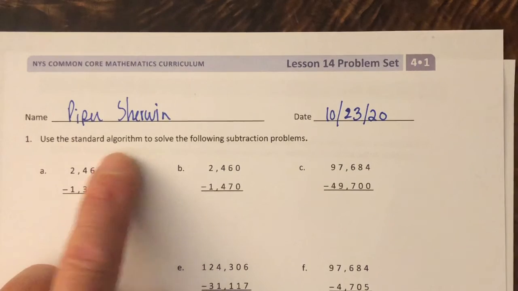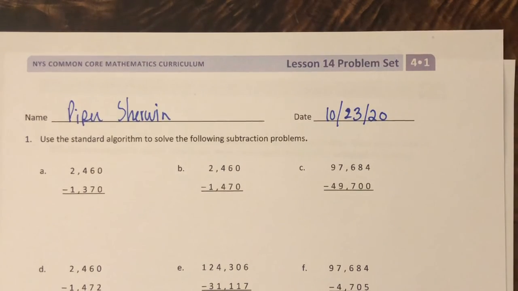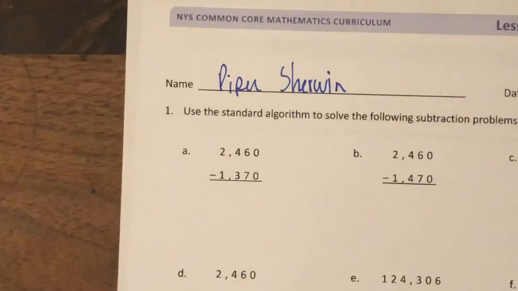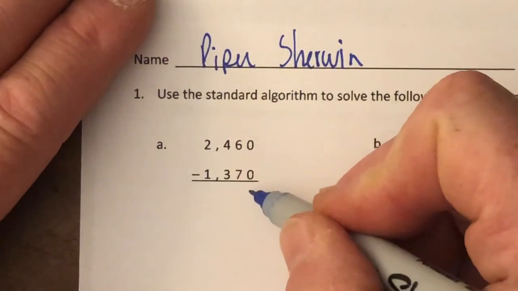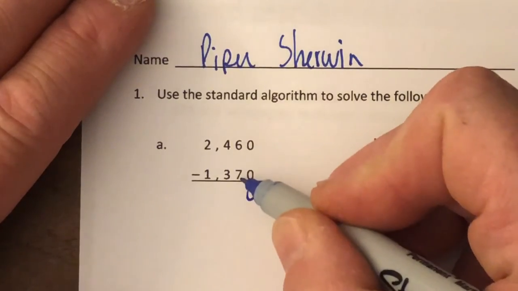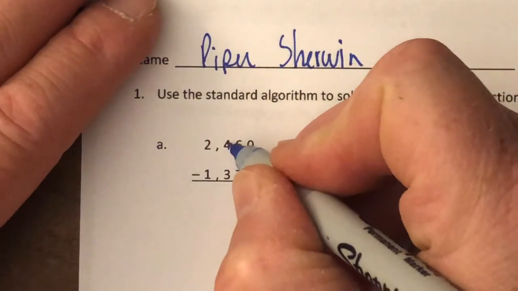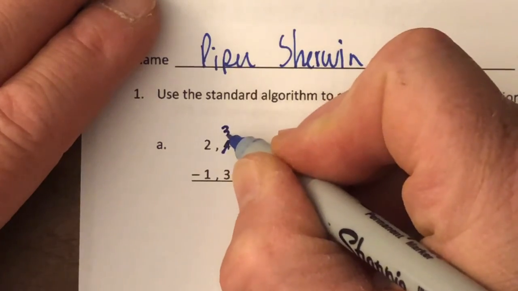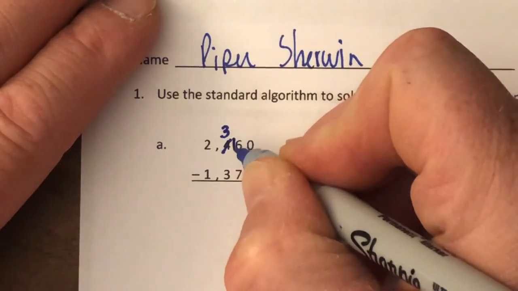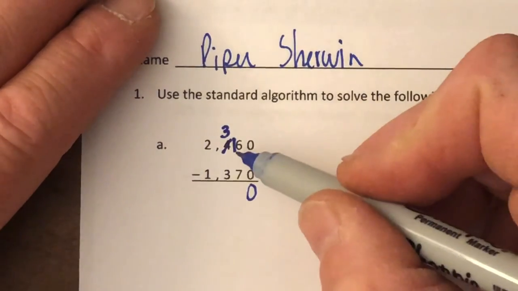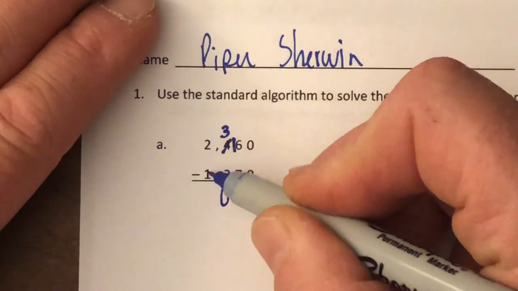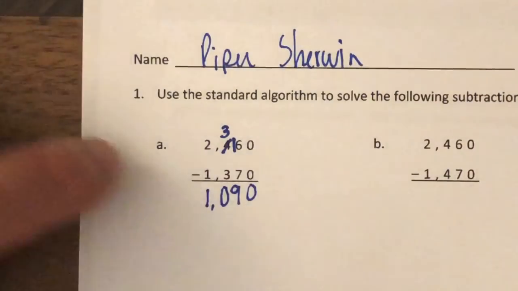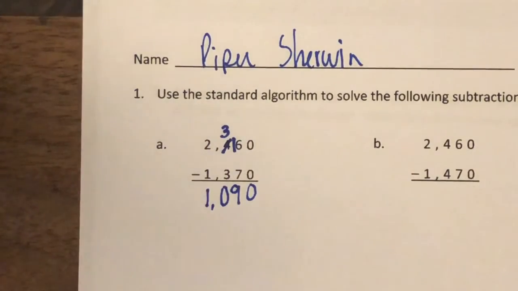Use the standard algorithm, the normal method, to solve the following subtraction problems, okay? All right, so we only start in the ones place. Let me zoom in on this guy, and we'll go. So, 0 minus 0, 0. 6 minus 7, can't do it. So I come over here to hundreds. I take 1, leave 3. Take that 100, break it into 10 tens, so I have 16 tens now. 16 minus 7 is 9. 3 minus 3 is 0. 2 minus 1 is 1. Cool, I only had to decompose one time. Only one time of decomposing.